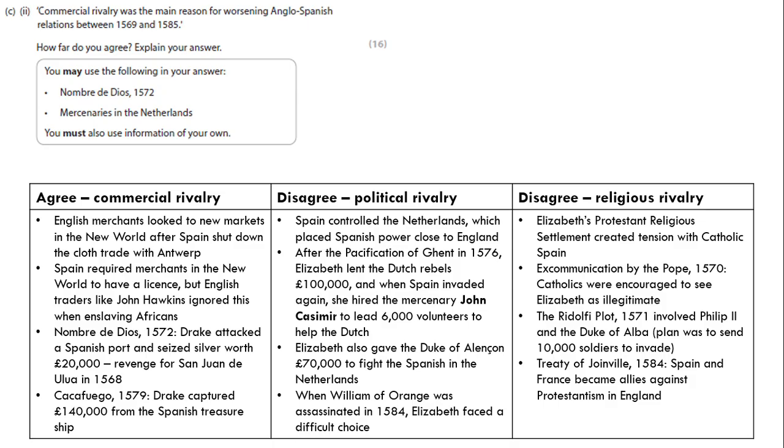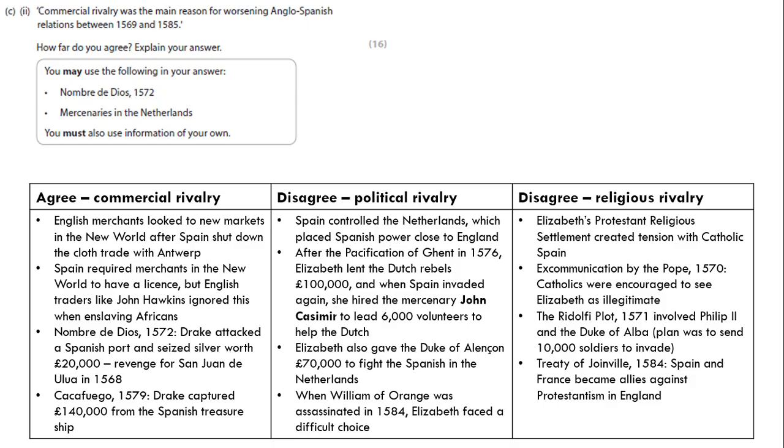Commercial rivalry is an agree. You've got to be really careful. San Juan de Ulua, which is ultimately the battle where Hawkins and Drake want their revenge, Drake especially, happens in 1568. So we can talk about it, but we can't really focus much of a paragraph on it, if anything.